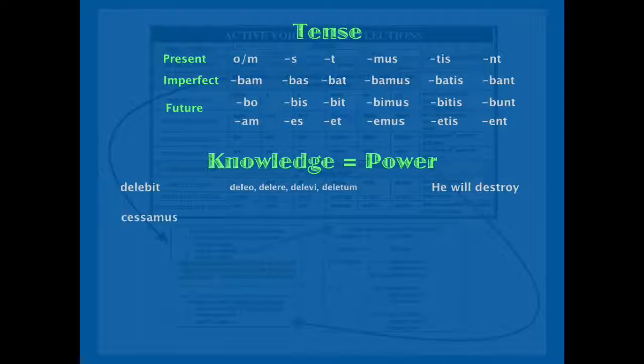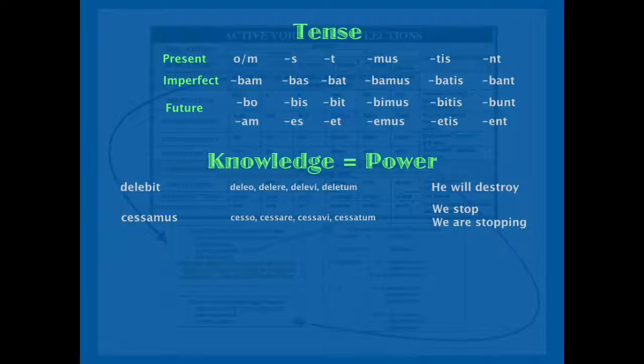Now look at the verb cessamus, from cesso, cessare, cessavi, cessatum, which means to stop. The mus tells me that the subject is we. It also tells me that the verb is in the present tense. So when I translate the verb into English, I will translate it as we stop, or we are stopping.